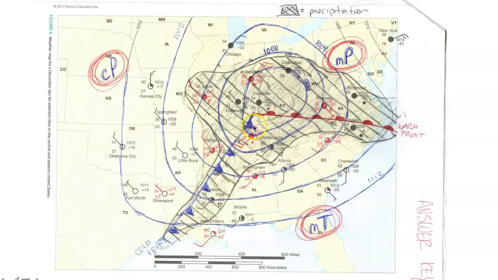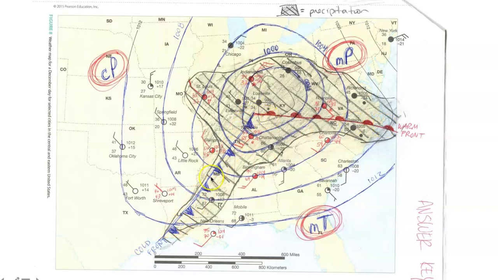The isobars are shown in the blue lines, and the lowest pressure is in the center, and the highest is on the outside. Each of these individual station models has a pressure that matches that particular gradient. We then have a cold front and a warm front.